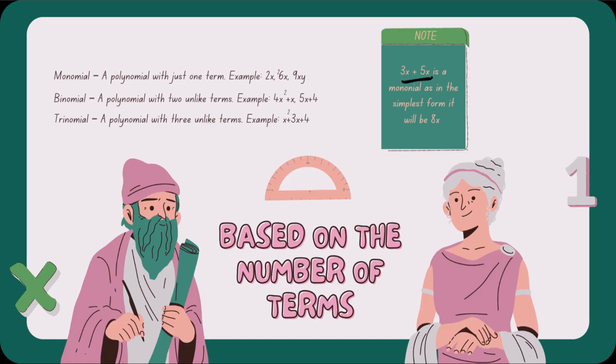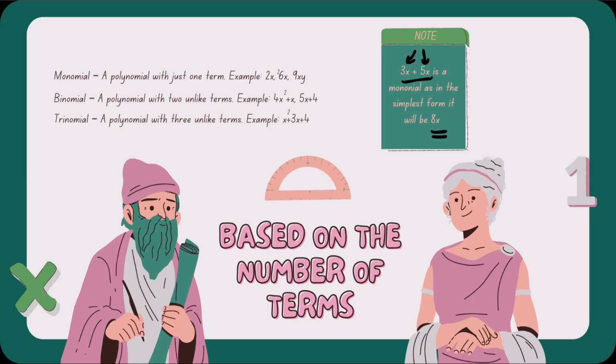Why? Because when we simplify, it will become 8x. So if we have like terms, they get added up together, right? Like terms means those having the same variable. Same variable formation. It can be x square and x square, or x and x, or y and y, like that, okay? Like 3y and 5y, or 2y and 6y. That is the logic.